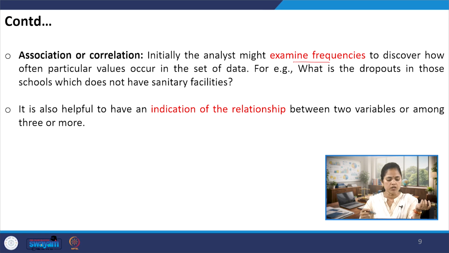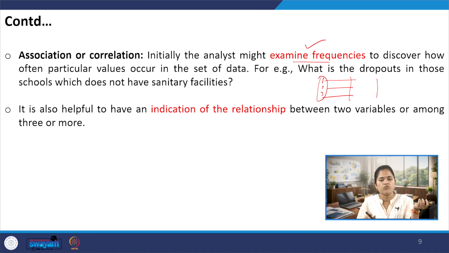Okay, so as a policy analyst or data analyst, what you are doing is just examining the frequencies: in how many schools the dropouts are happening, in which year maybe. Okay, so in how many schools the dropouts are happening, in what number, let's say, this is school number 1, 2, 3. So how many schools and what is the dropout? Okay, so this is the frequencies, we are examining the frequencies in order to draw some inference about the population, or for this particular issue in order to have some policy decisions.